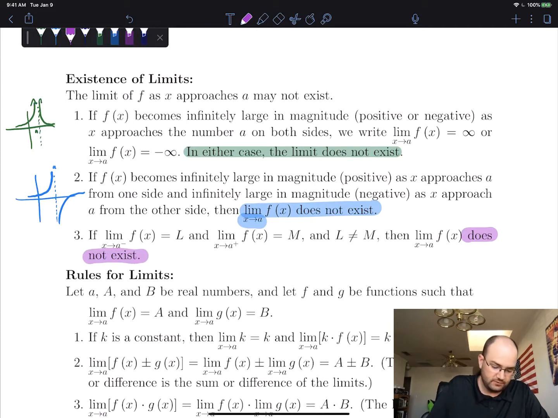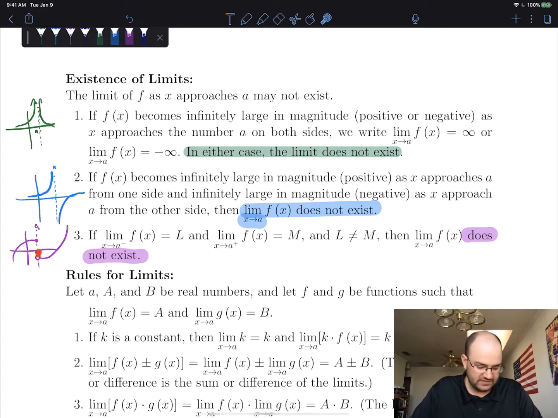Now, what's happening here is something like this. Let's say you have a function that looks like this. If this right here is a, notice that the limit as x approaches a from the left is this value. The limit as x approaches a from the right is this value. These are not the same values. Therefore, in this case, this is when the limit would not exist. Okay, this is for the existence of limits.